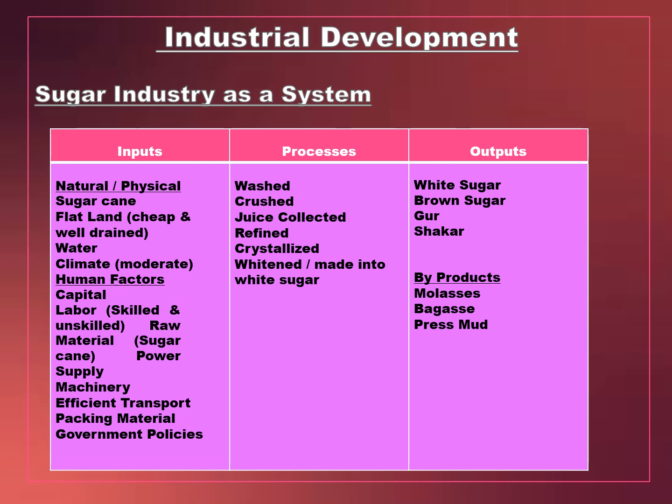Now, if we talk about the sugar industry as a system, again the inputs are almost the same as the cotton industry, but the processes are different. The sugarcane is first washed, then it is crushed and the juice is collected. Then the juice is refined, then we crystallize the juice. It is whitened, made into white sugar, and then it is packed. So outputs are white sugar, sometimes brown sugar, gur and sugar, and there are some byproducts of sugarcane as well, which are called bagasse, molasses, and press mud. And we are going to see what these are.